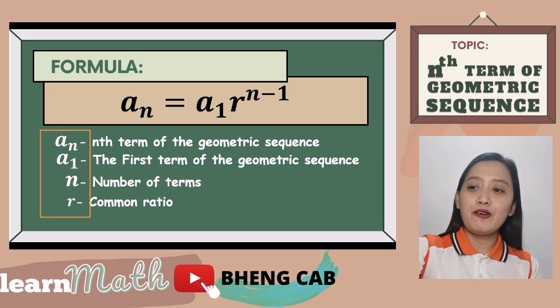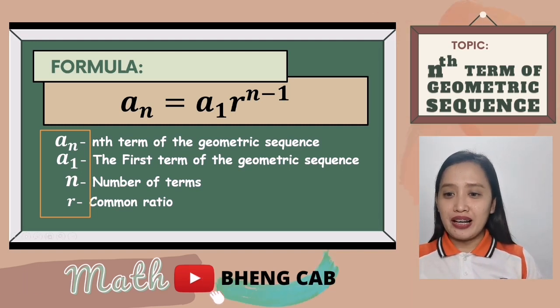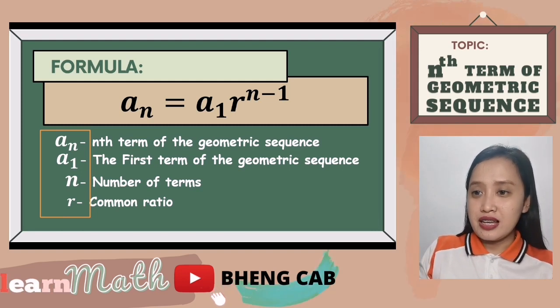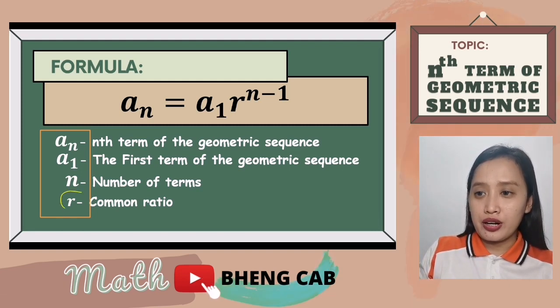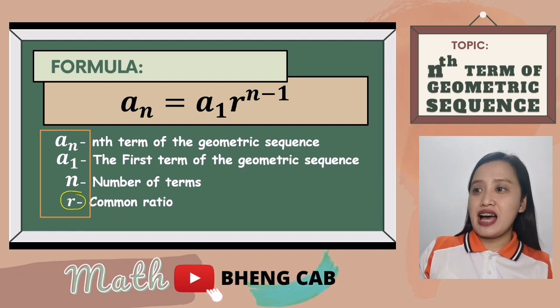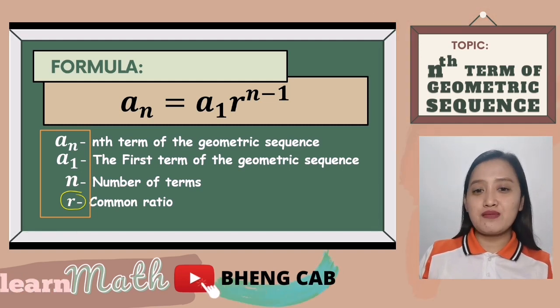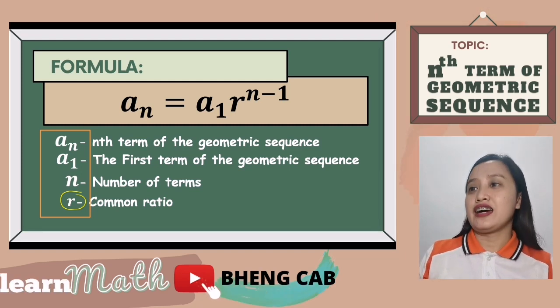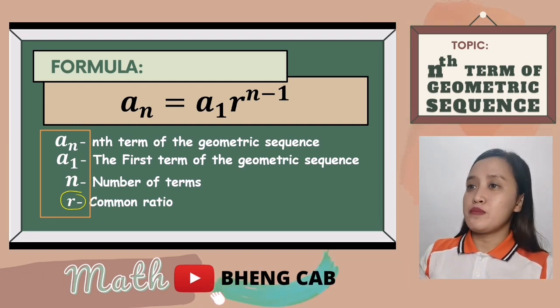So kung mapapansin nyo, ang pinagkaiba ng formula ng geometric sequence sa arithmetic sequence formula is this common ratio r. Kasi sa ating arithmetic sequence formula, we have the so-called common difference or d. Okay? So let's look at the formula we have.